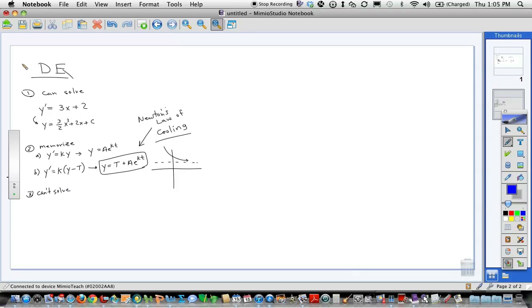We'll be using Newton's law of cooling, using this equation. All right. The new thing that we're learning today is this idea of slope fields. Slope fields. Okay? Slope fields.